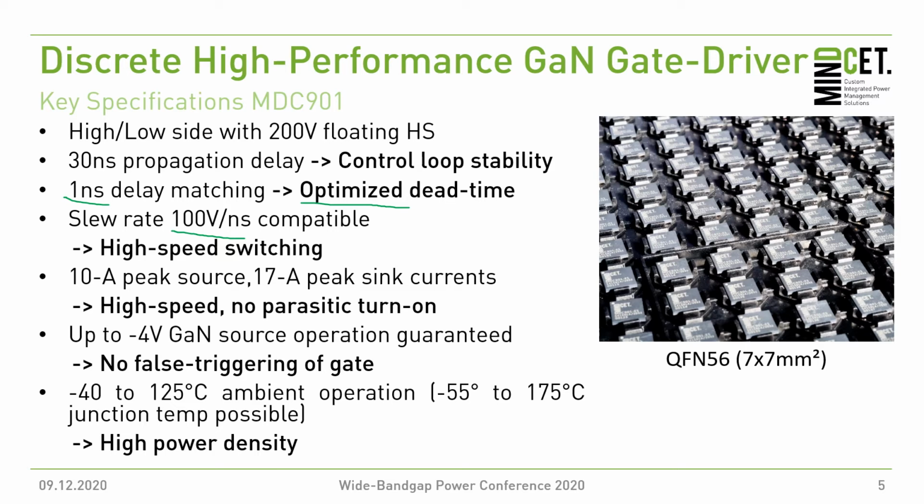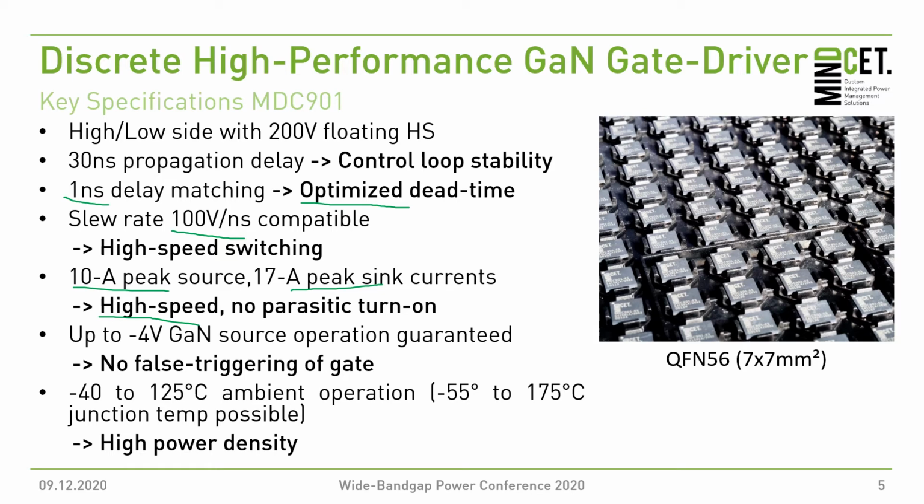In order to charge and discharge the gate of your GaN device, you need a high peak source and a high peak sink current. We can deliver up to 10 amps and sink up to 17 amps. Especially the strong pull down, or the strong sink current, is important to keep your device off and to avoid parasitic turn on. So again, this leads to a high-speed usability.